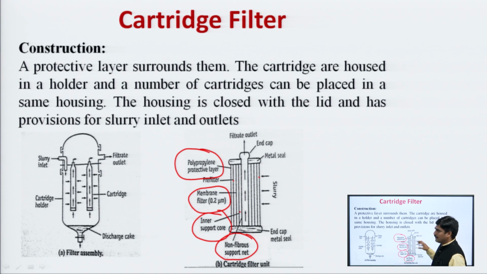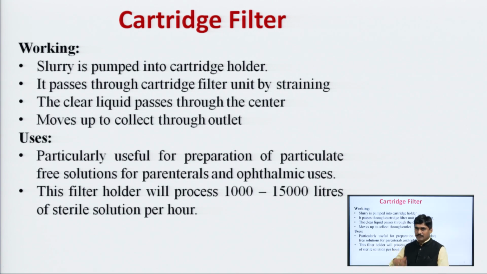So, in this way, different pre-filters and the membrane filter along with the protective layer as well as the support core, all are arranged in a cartridge filter, and after that this cartridge is put into this cartridge holder. So, in this way this works. Working of this cartridge filter: at first slurry is pumped into the cartridge holder.